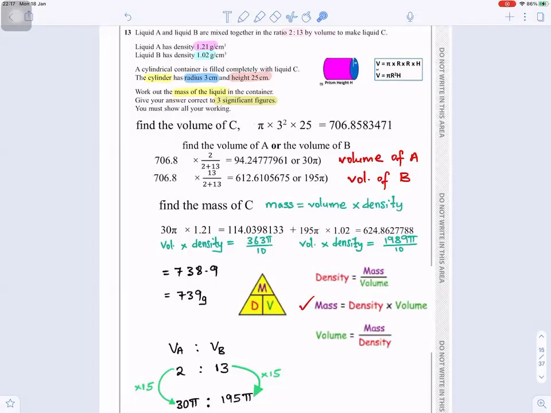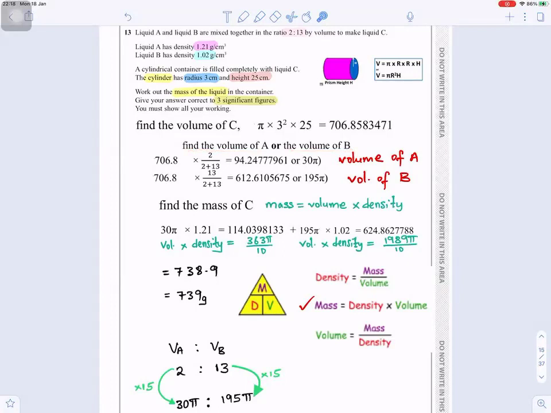So we want to find the volume of the cylinder. So it's pi times radius squared times height. The radius is 3 and the height is 25. So the volume is pi times 3 squared times 25. That gives us 706.8583471. Now we find the volume of A and the volume of B.